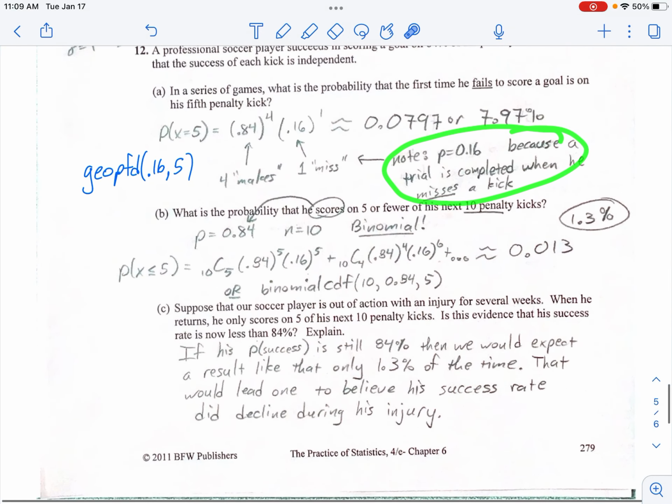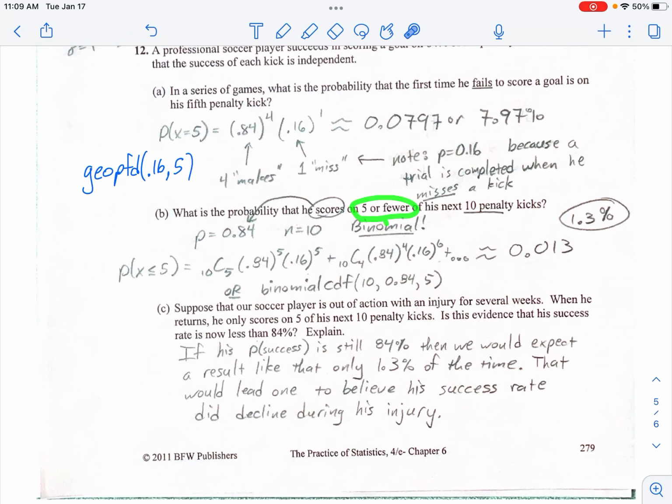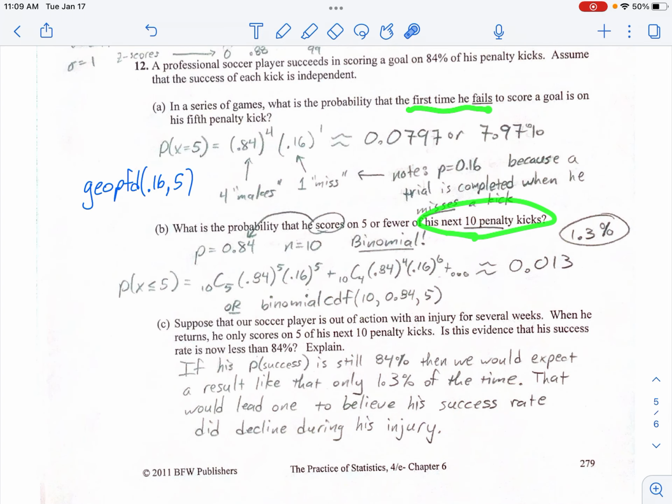The next one, probability he scores on 5 or fewer of the next 10. So this shifted gears on you, right? This one said the first time you fail, so it's geometric. This one says, no, back up. They took 10 kicks and they made 5 or fewer. It has now switched to binomial. So be careful, right? There are 10 trials. Scoring is 84% of the time. So you have N and you have P. 5 or fewer, you could put a 5 here using the CDF button.